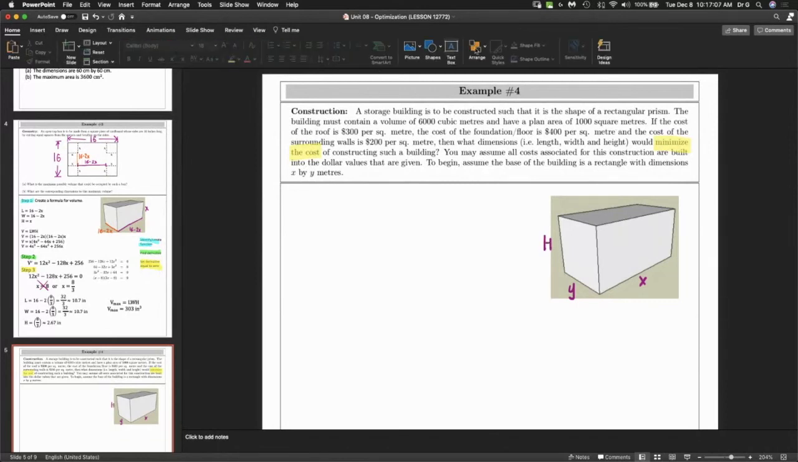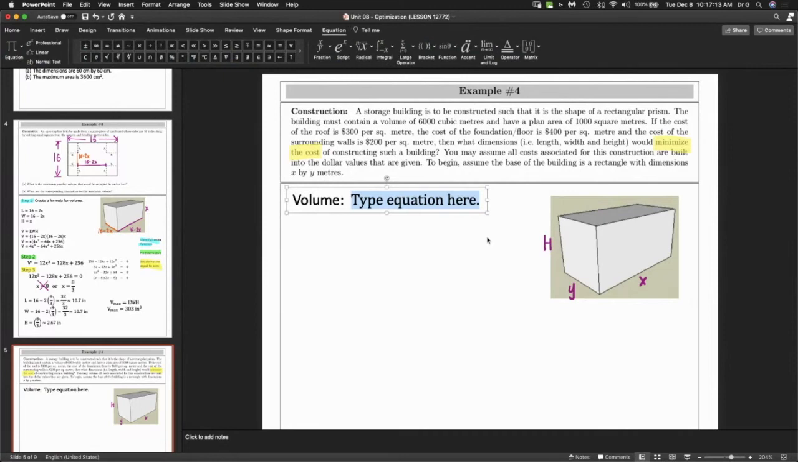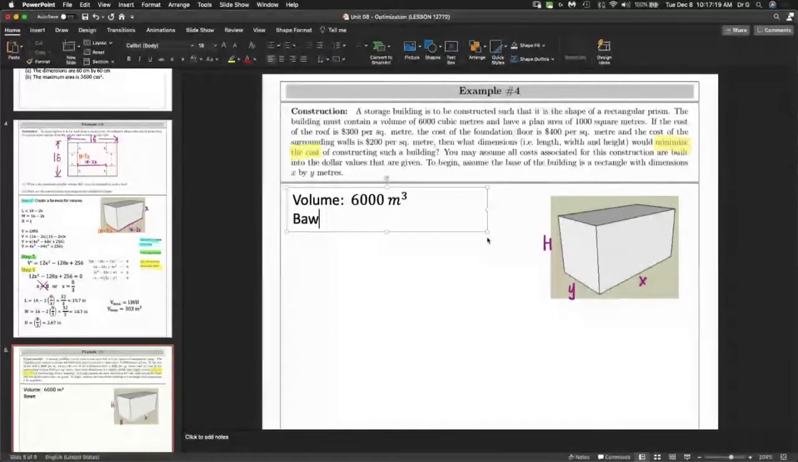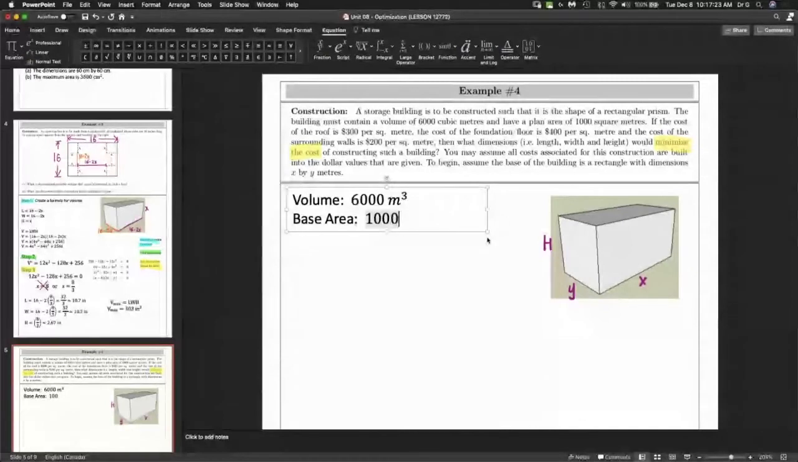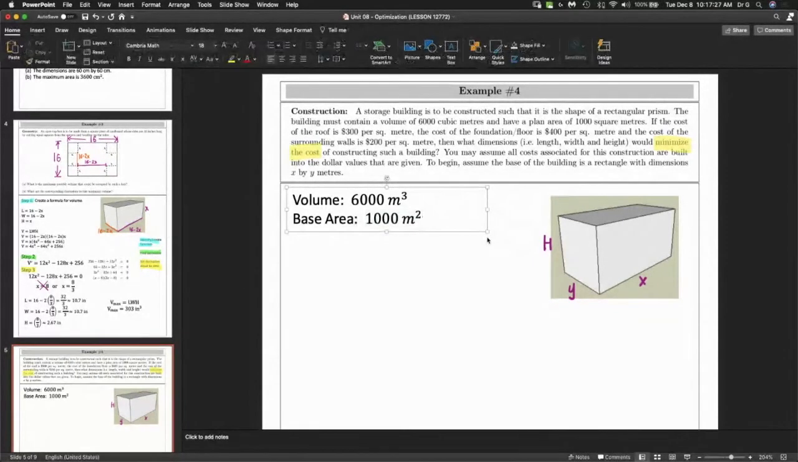So based on the question, we're given some information. We're told that the volume is 6,000 meters cubed. We're also told that the base area is 1,000 meters squared. So because of those two things, that immediately forces us to have a height of 6. Because remember, volume is the area of the base times the height.